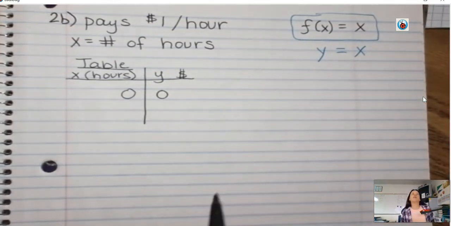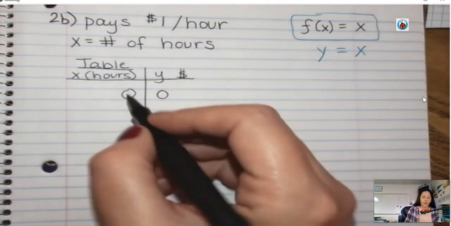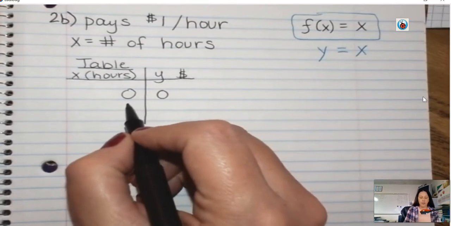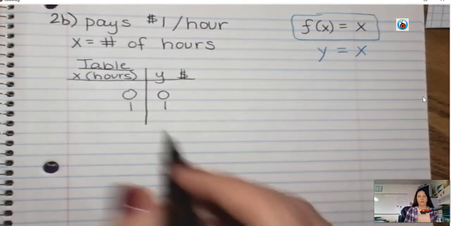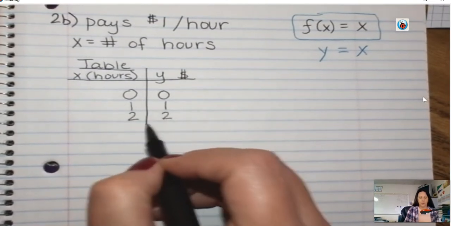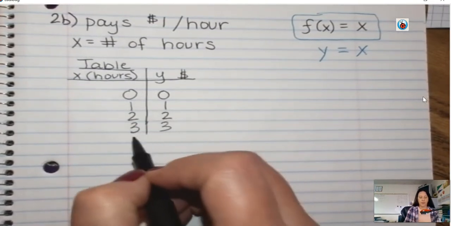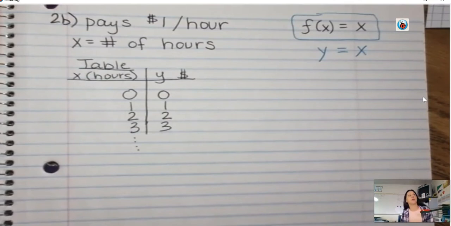Can she be open for part of an hour? Yeah, she can be open for half an hour or a quarter of an hour. So when we graph this, we will connect the dots. For 1 hour, she's going to pay $1. 2 hours, she'll pay $2. 3 hours, $3, and so forth and so on.